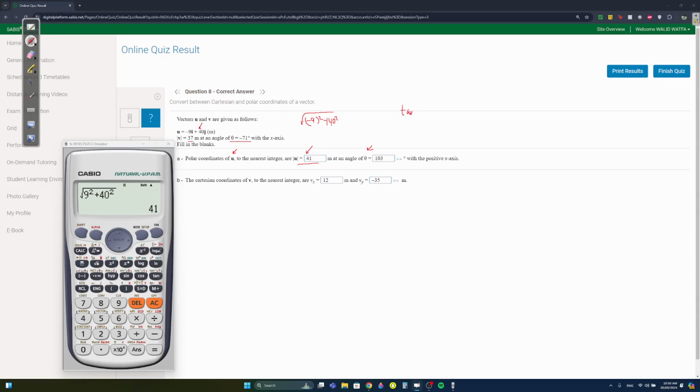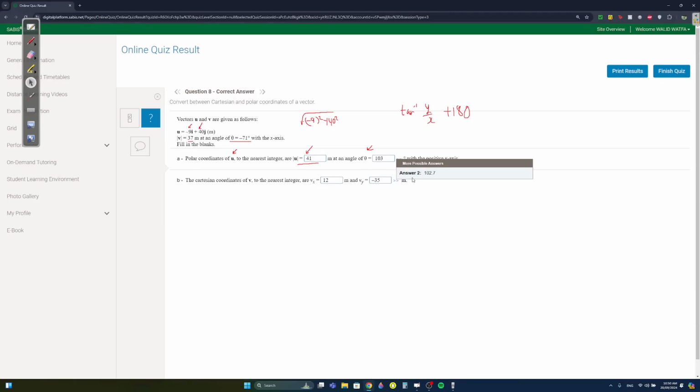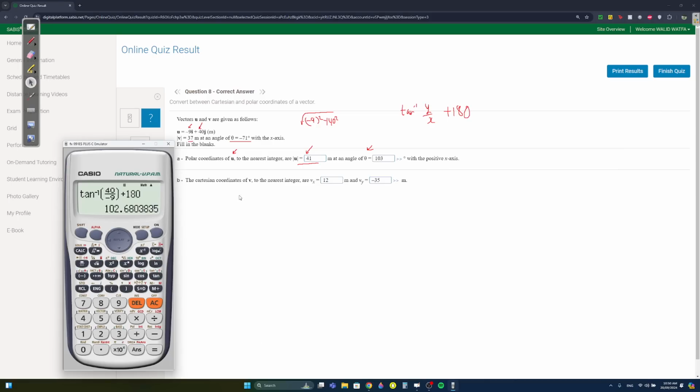So it's going to be shift tan y over x. But let's see, isn't our x negative? Yes. And what do we do if it's negative? You add 180. So shift tan, 40 over minus 9, and then we add 180. You get 102.6. They want it to the nearest, yeah, we could put 1 decimal place, whatever. They tell you in the exam how many significant figures.